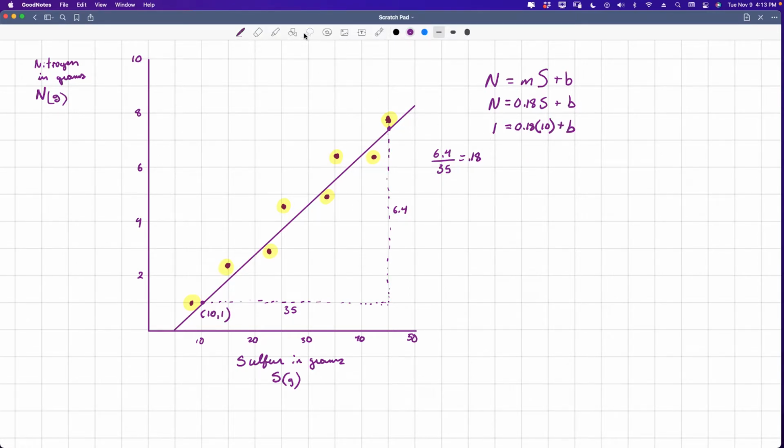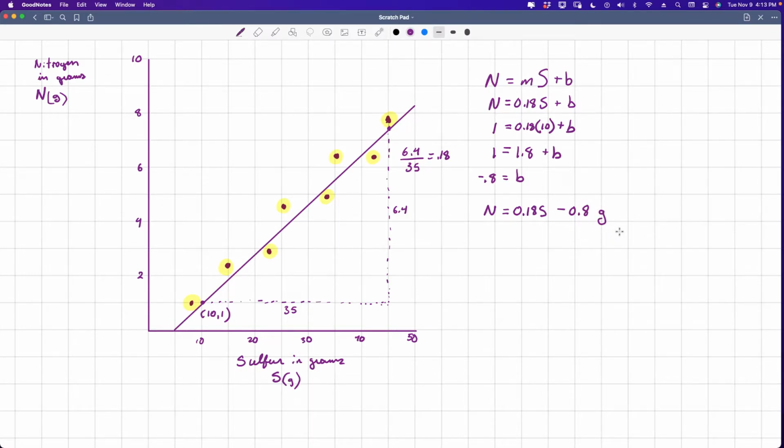I'm going to move this calculation over just a little bit. There we go, so I can continue here. 1 is equal to 1.8 plus b. When I subtract 1.8 from both sides, I get negative 0.8 is equal to b. So now we can rewrite this and say n is equal to 0.18 sulfur minus 0.8, and that is going to be in grams.